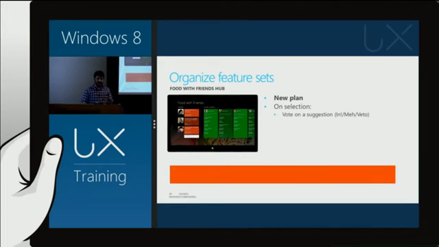So we start with an empty app bar, and we're going to put New Plan on the right. We love the right side. The charms are on the right side. In languages that flow left to right, we love the left side. But the right side is great for a number of reasons.